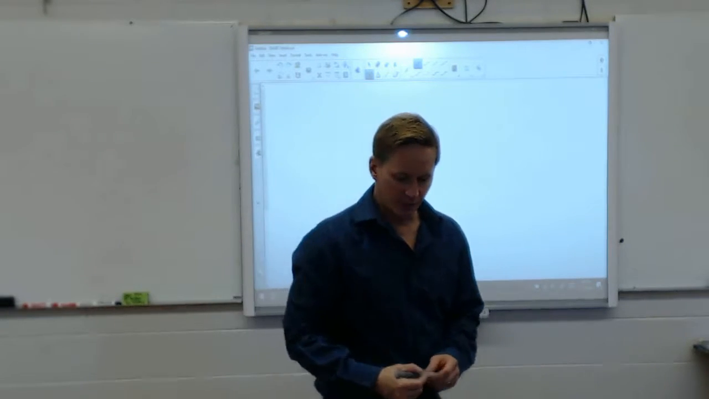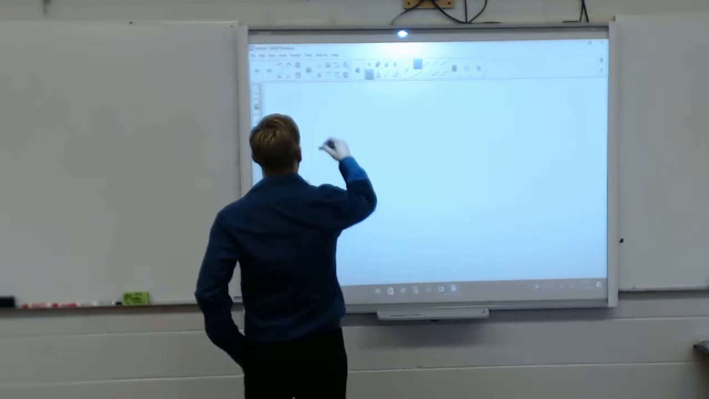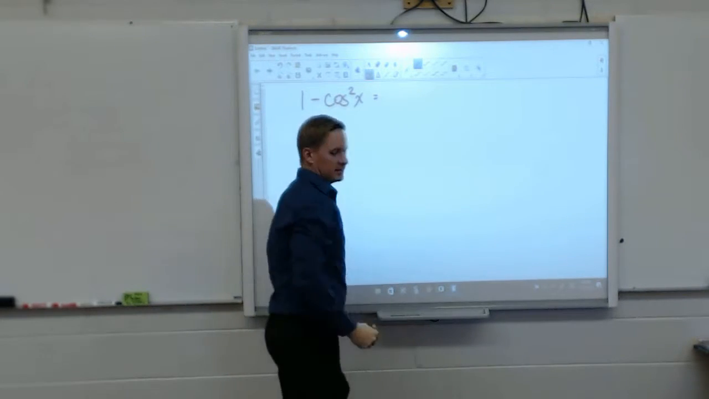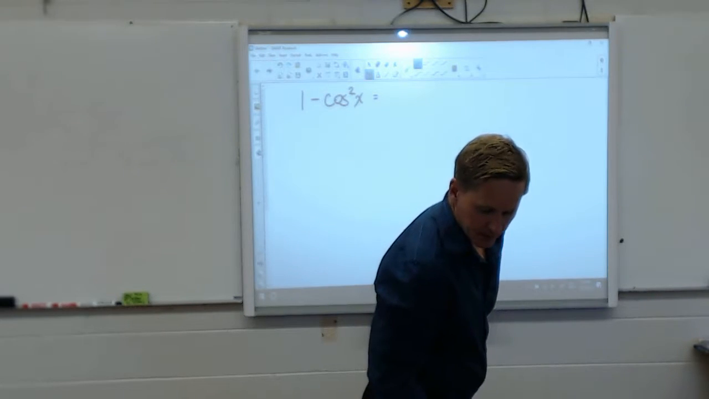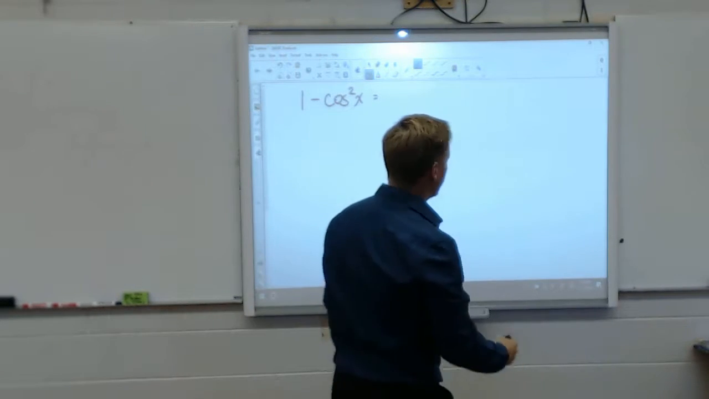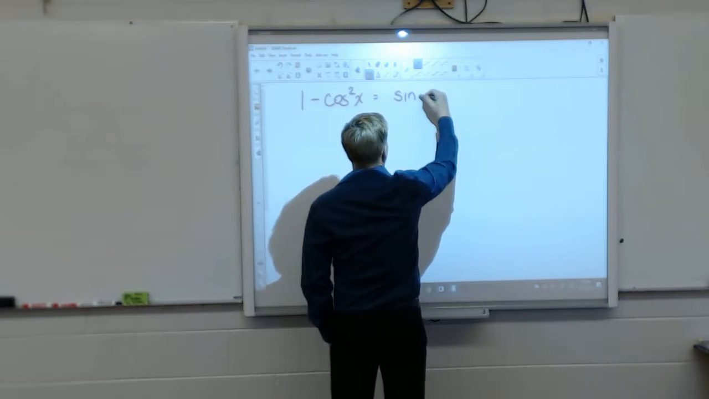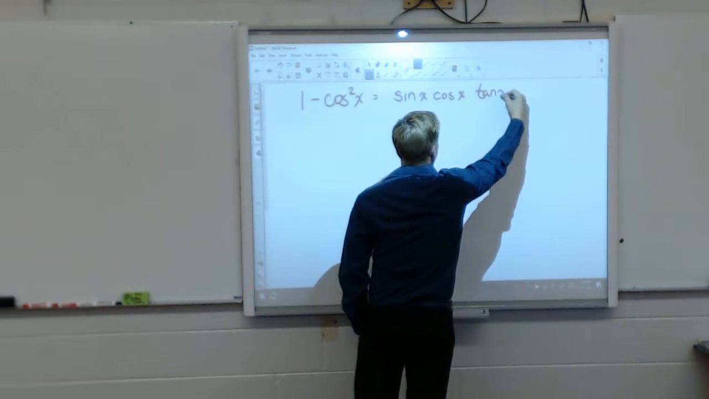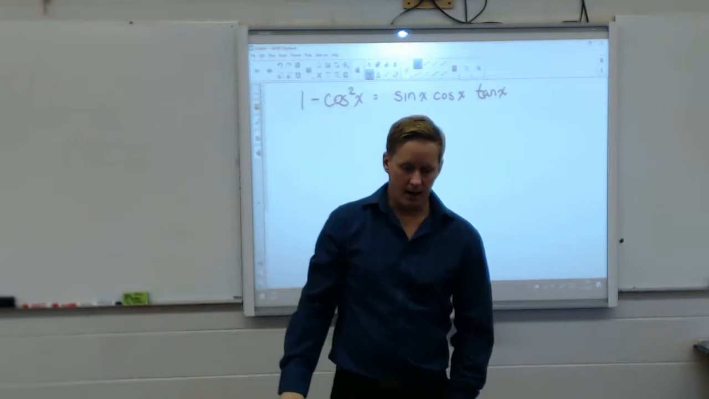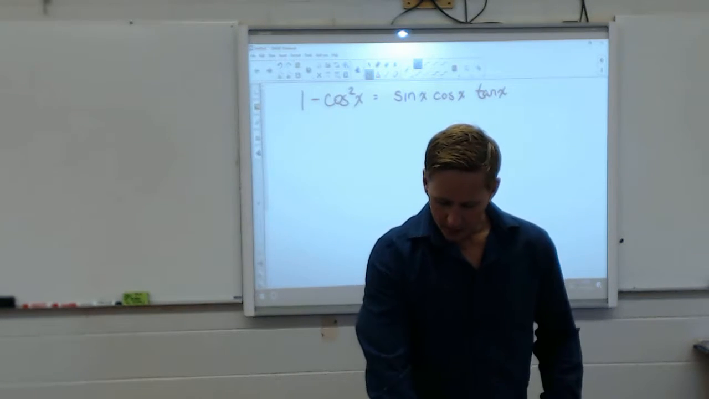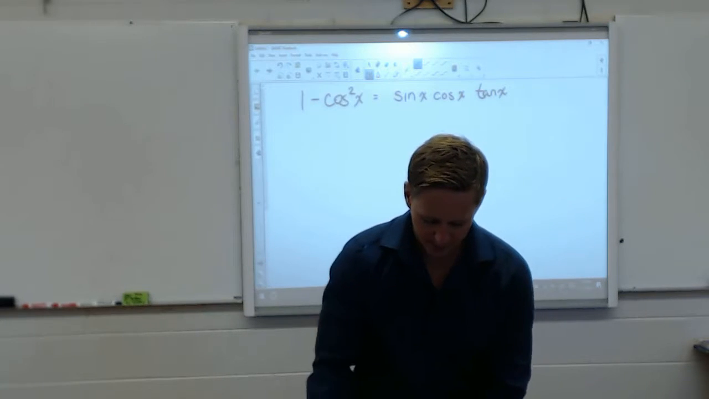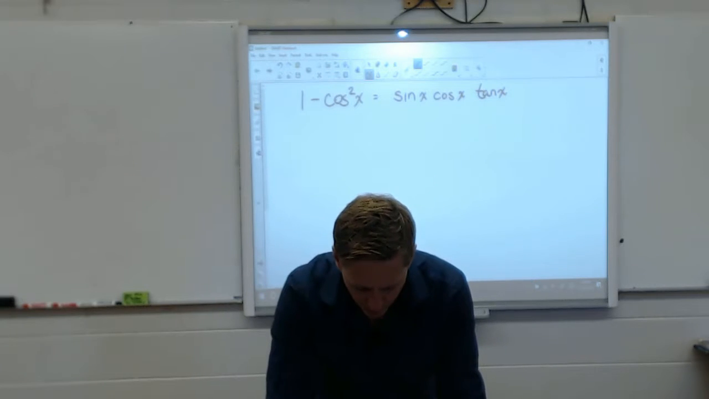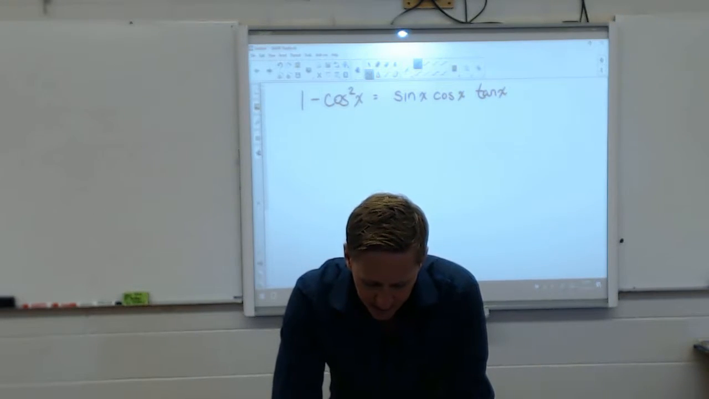All right? So the first question is 1 minus cos squared x is equal to sine x, cos x, tan x. Now, the biggest thing is, if you just flip back to page 205 for a second, because it does give you some tips.